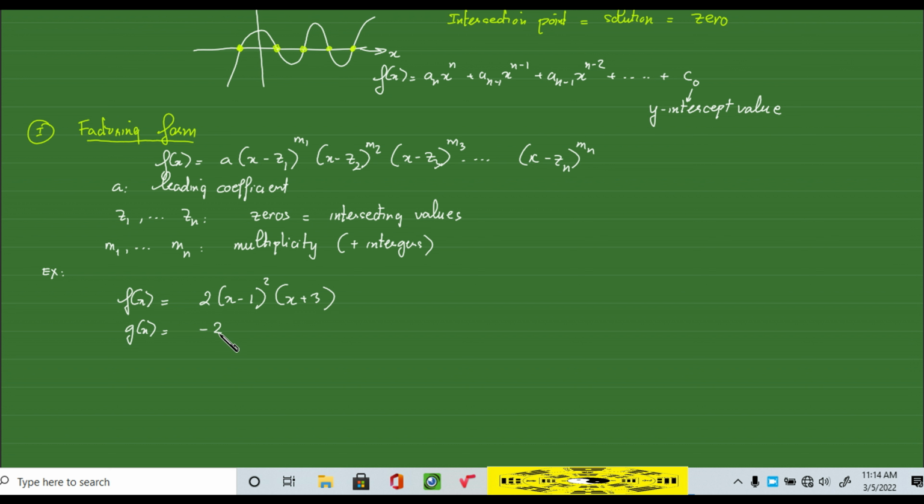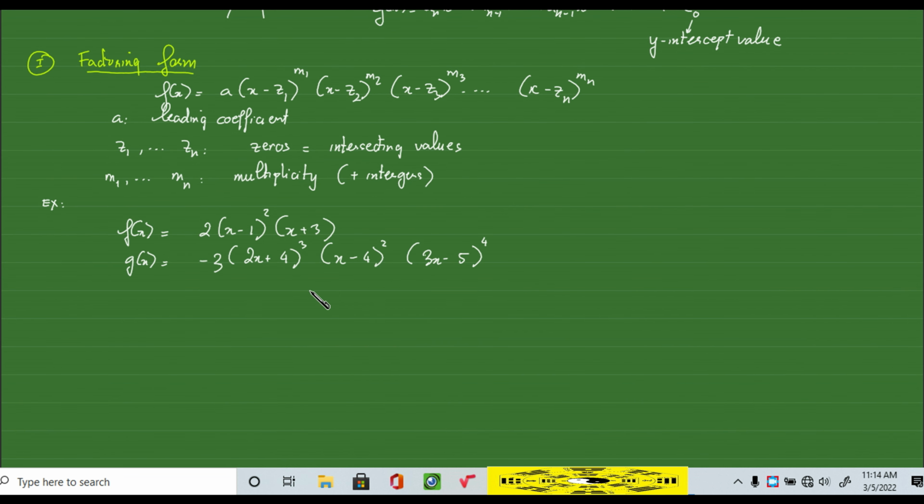For example, in this case, I have a -3, (2x plus 4) raised to the third power, (x minus 4) raised to the second power, and (3x minus 5) raised to the 4th power. Here you go. This is also a polynomial function in factoring form. You see, it's a little bit different. It's not just x, but 2x. It's not just x, but it's 3x. But it's still considered a polynomial function in factoring form.